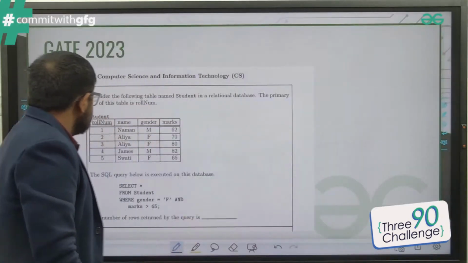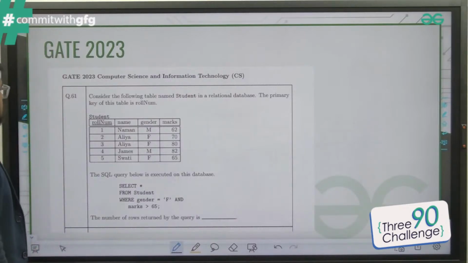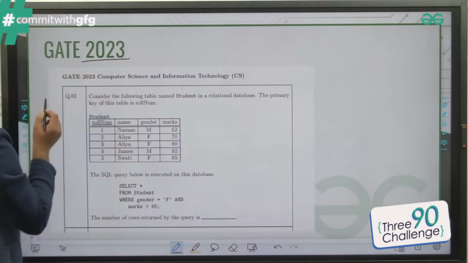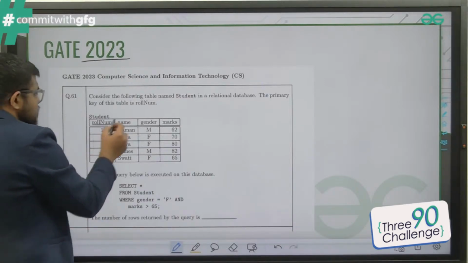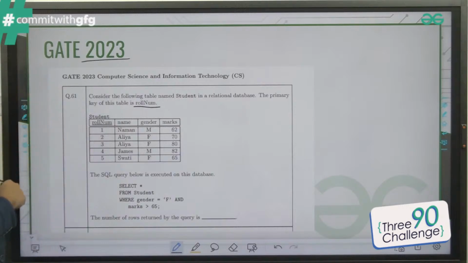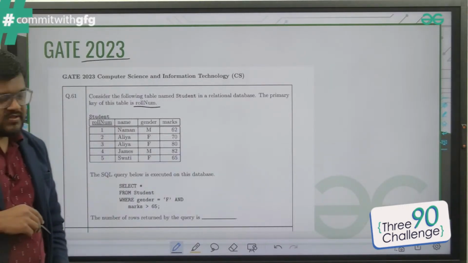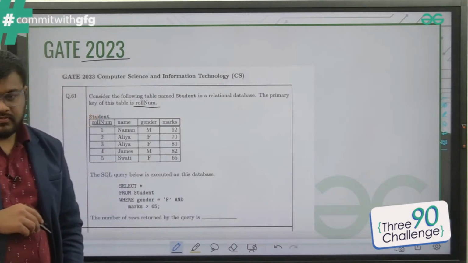Okay, so what will be the answer for this? This was asked last year, GATE 2023. Consider the following table named student in a relational database. The primary key of this table is roll number. The SQL query below is executed. The number of rows returned by this query is. What will be the answer?